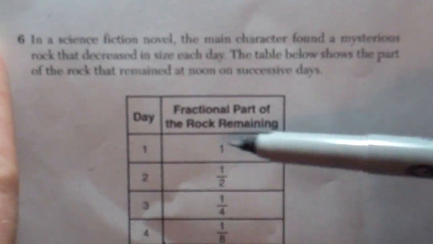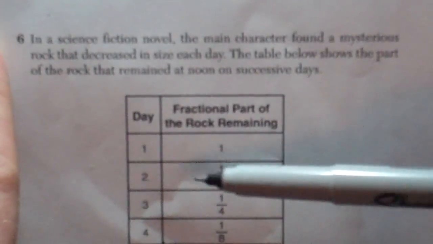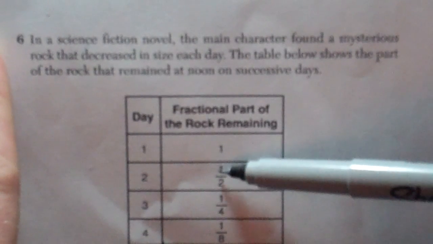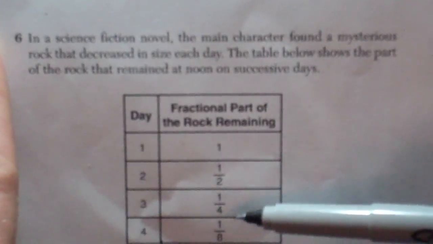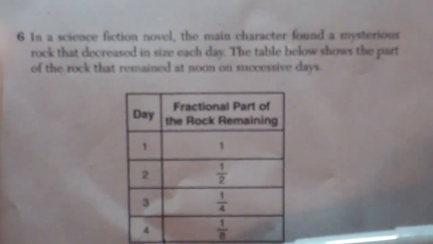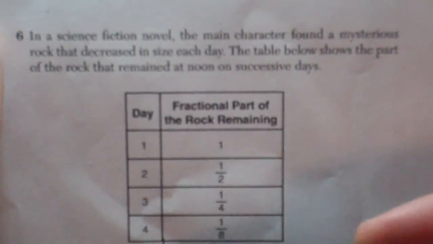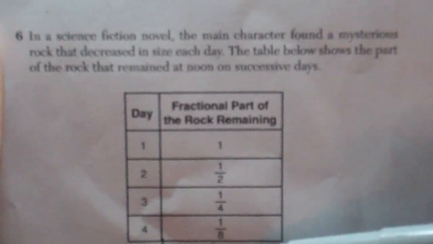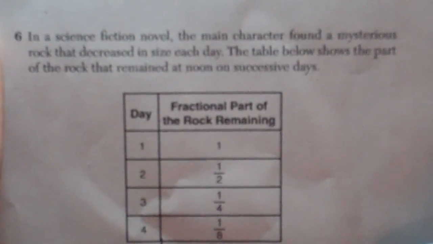On day 1 there was 1, that's the whole rock. On day 2 there was just half of the rock. On day 3 there was 1/4, and on day 4 there was 1/8. The question is actually asking us to find which fractional part of the rock will remain at noon on day 7.